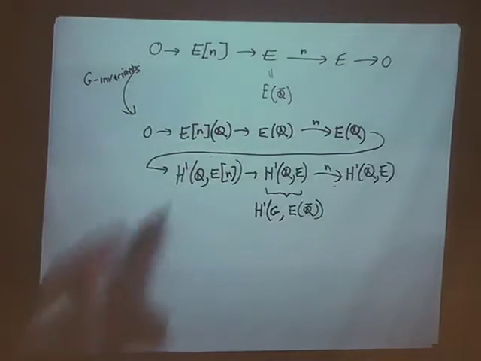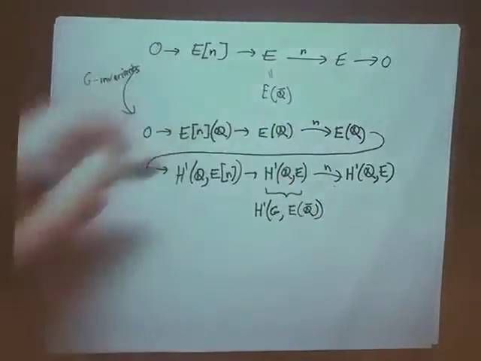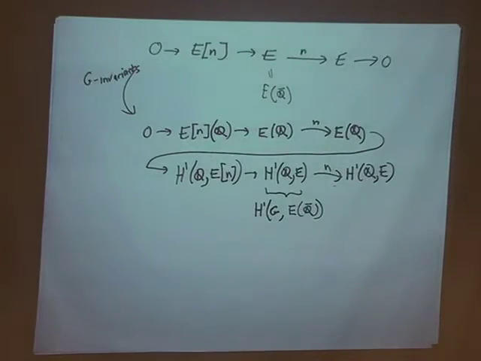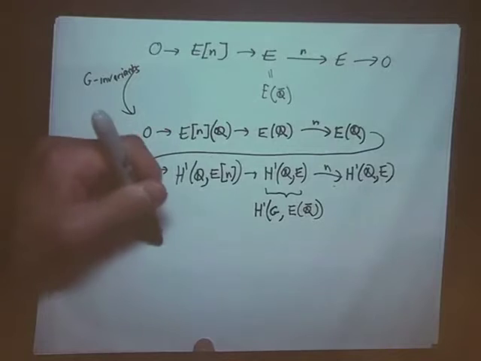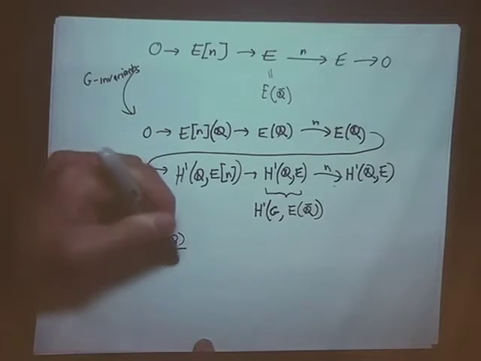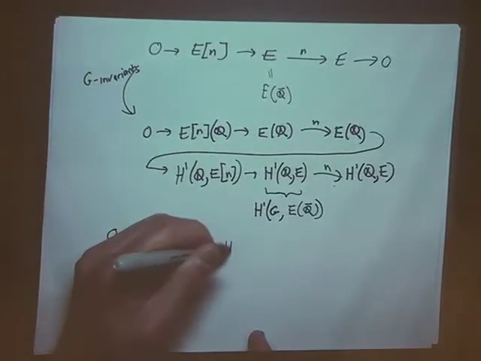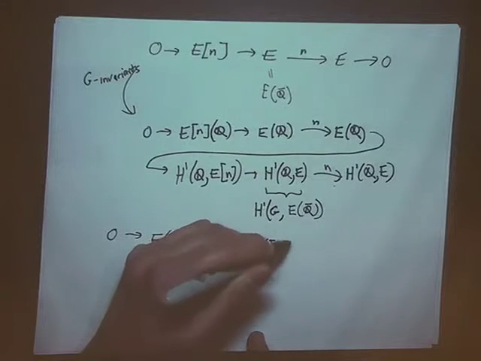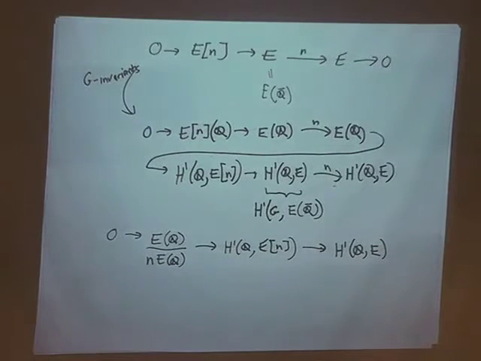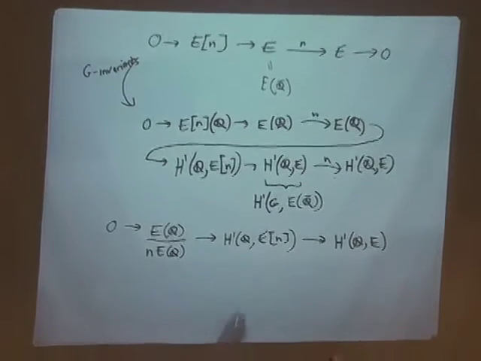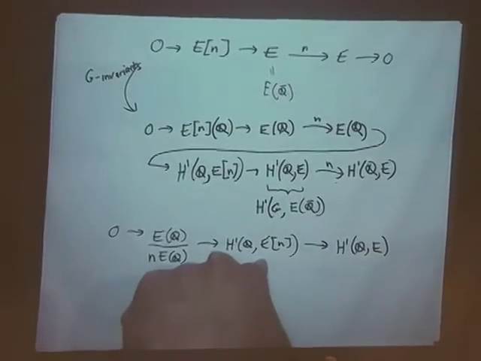From this exact sequence, you can truncate it by cutting off the beginning of the sequence and replacing this group by the cokernel of the multiplication by n map. If you do that, what you end up getting is this: 0 goes to E(Q) mod n E(Q), which goes into this H^1, which then goes to H^1(Q, E). It looks nice because now you're getting the group that you're interested in inside this Galois cohomology group. It'd be nice if this thing in the middle were finite, because then, if that's finite, this will be finite.